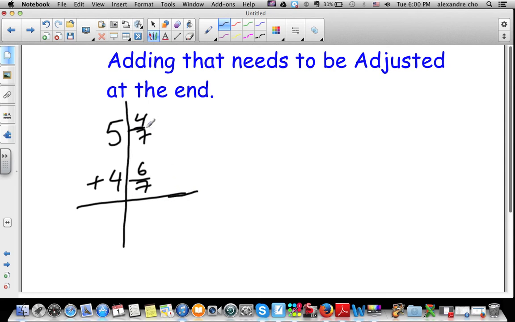Well, denominators are the same, so good. Don't have to find the LCM or anything. I can just simply add. And I get 4 plus 6, which is 11 over 7. And at the end here, I have 5 plus 4, which is 9.